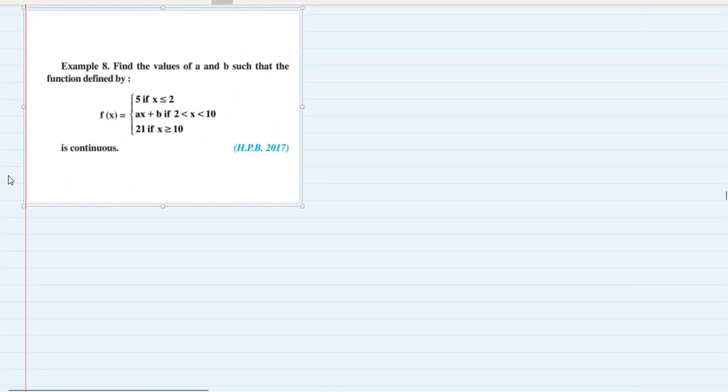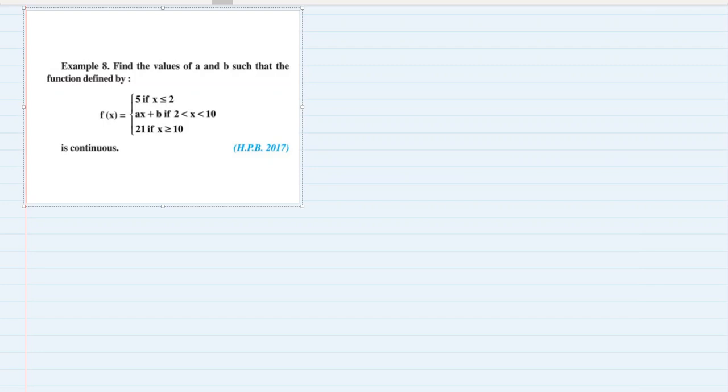Okay, find the value of a and b such that the function defined by f of x is equal to 5 when x is smaller than or equal to 2, f of x is equal to ax plus b if x is between 2 and 10, and f of x is equal to 21 if x is greater than or equal to 10, is continuous. Now this function is everywhere continuous.